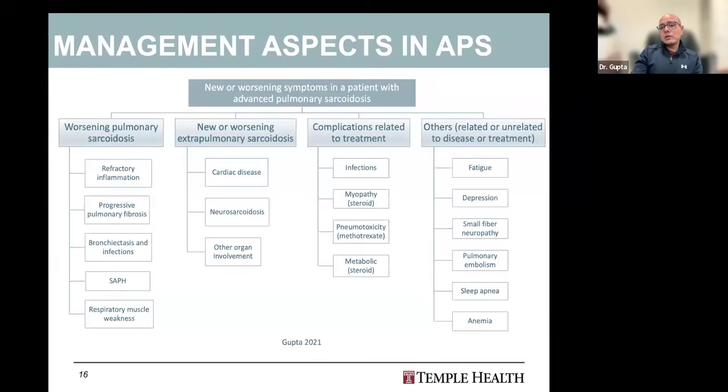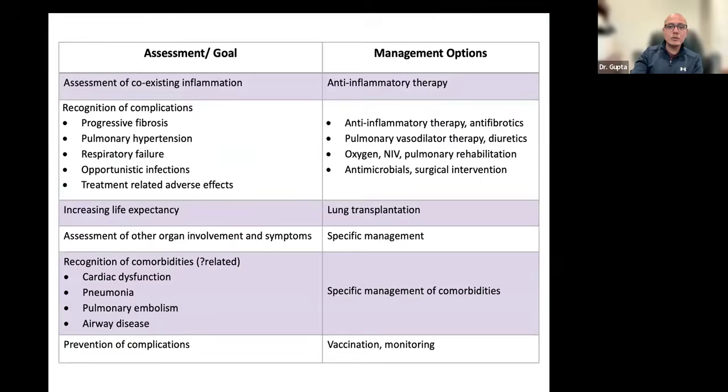Whenever we see a patient with advanced pulmonary sarcoidosis, we always have to be careful to address that new or worsening symptoms in these patients could be due to pulmonary sarcoidosis, and that can be divided into inflammation, fibrosis, pulmonary hypertension, infections, all those things, versus is there extra pulmonary sarcoidosis which is causing the problem, or is it complications related to treatment? And sometimes it's not related to the sarcoidosis or the medications. So we have to be really comprehensive in our assessment of what is indeed causing the problems in a patient who has been diagnosed with sarcoidosis.